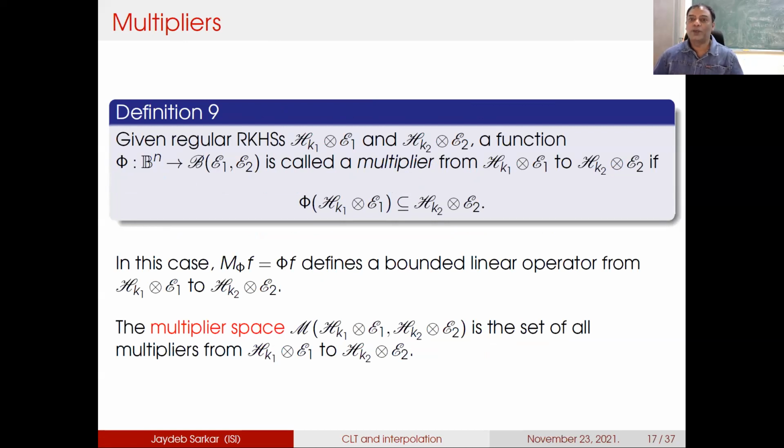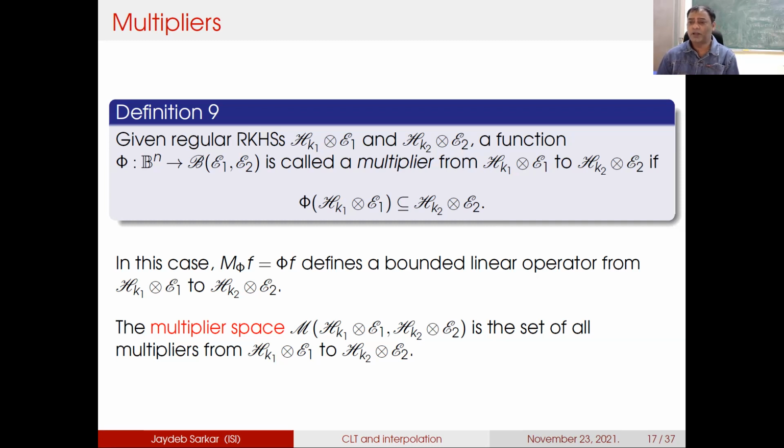Here's a quick definition of multipliers. I'm specializing on a regular space. It works in general reproducing kernel space as well. So given two regular spaces, H_K1 tensor E1 and H_K2 tensor E2, you consider a function phi from B_n to B(E1, E2), and you call it a multiplier from this space to that space, if phi takes H_K1 tensor E1 to H_K2 tensor E2. So that's the definition of multiplier.